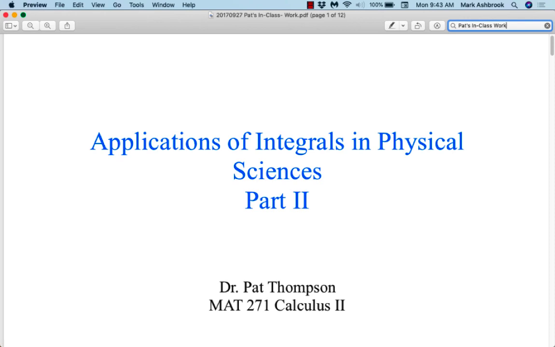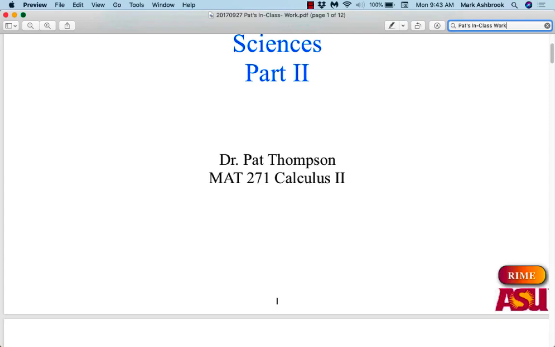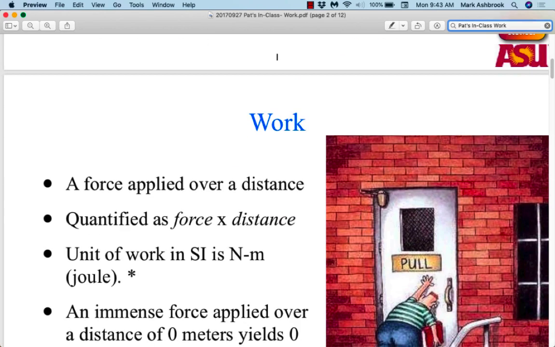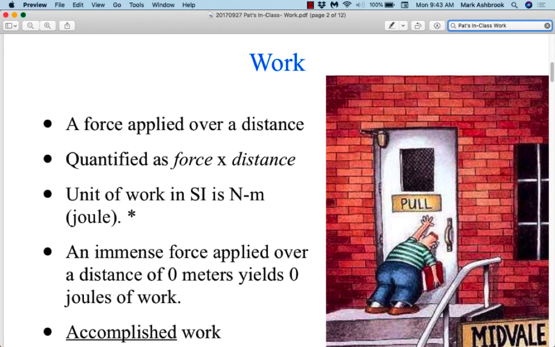So we haven't done any work yet in the course. We're going to do work today. We're going to do work, right? Work. Get it? Okay, I got more jokes too.